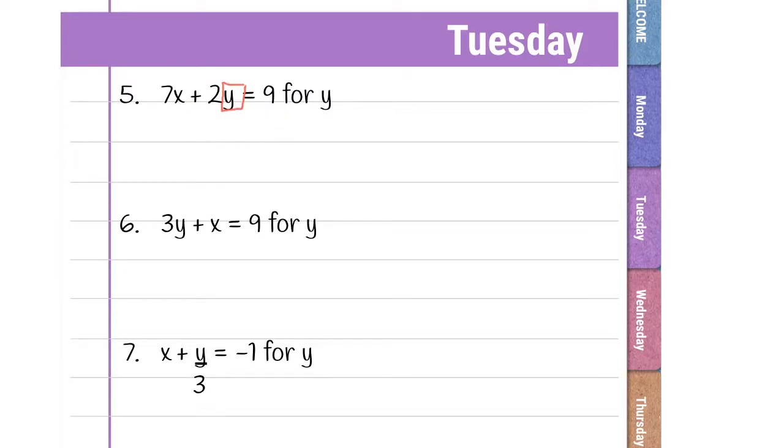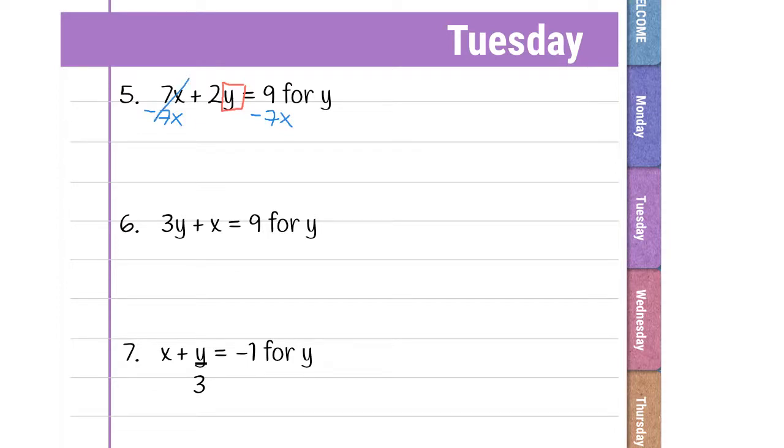But how do I do that? Well, I have to do the opposite of whatever operation is being used. And remember, I always start with this first because it is away from the box variable. So the box variable, whatever is next to it, like this 2 right here, that goes last. So what is the opposite? We have a 7x right there, right? What is the opposite of positive 7x? Well, it is negative 7x. And you do it on both sides.